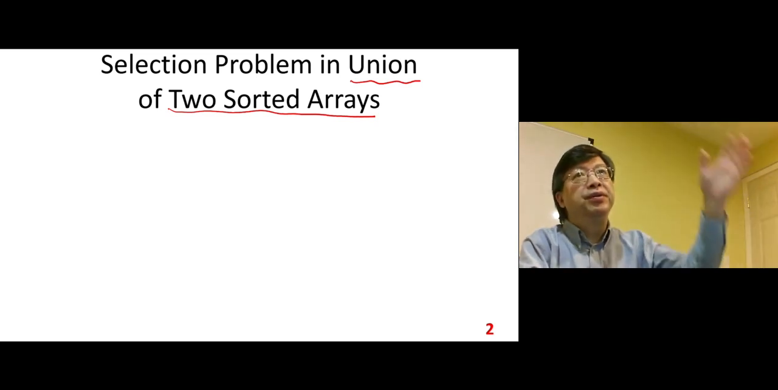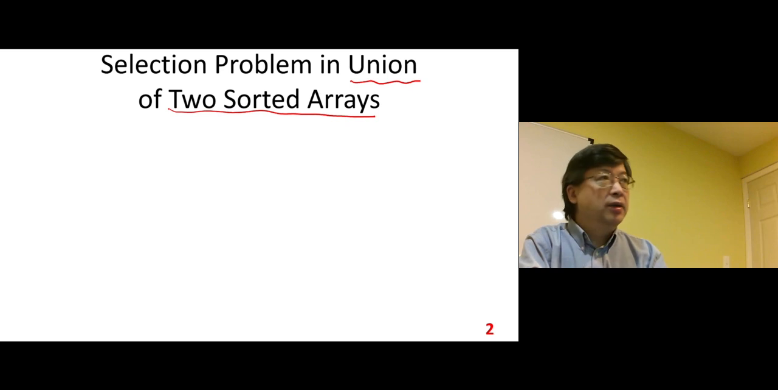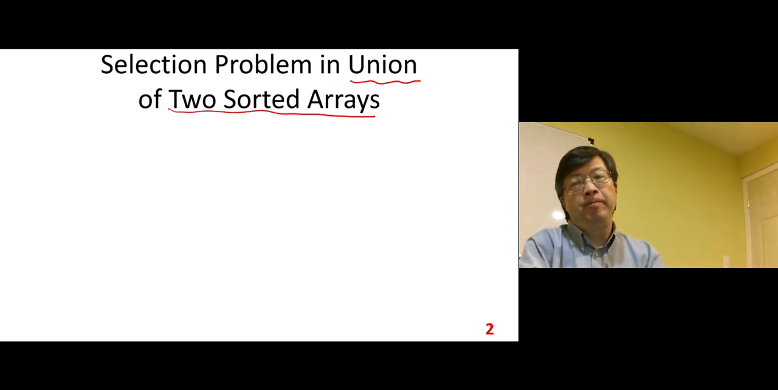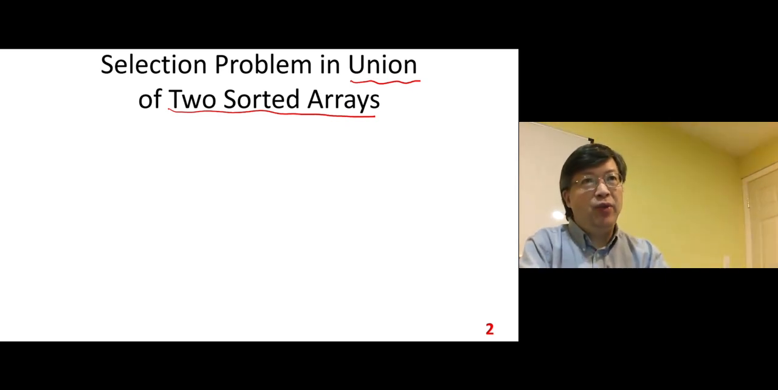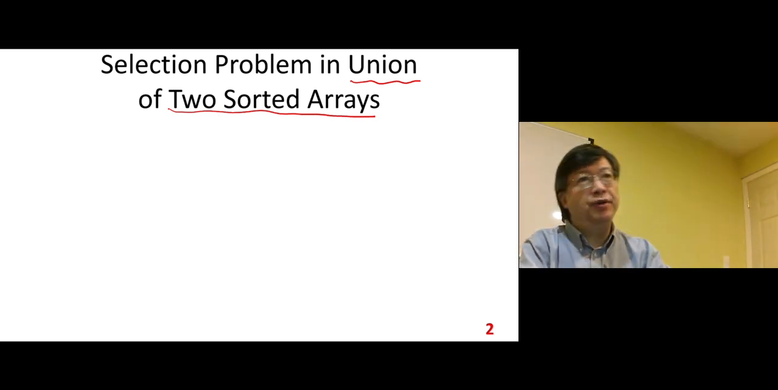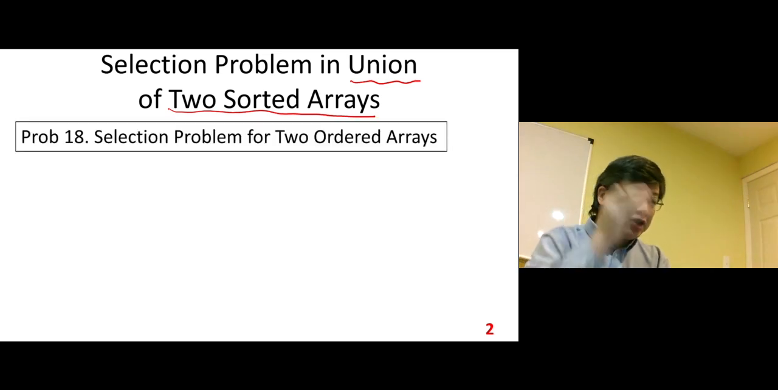Now we need to do the selection problem. Find an element with given rank. The rank, we use that concept. The smallest element, rank 1. The second smallest, rank 2, and so on. All right, so let's look at this.